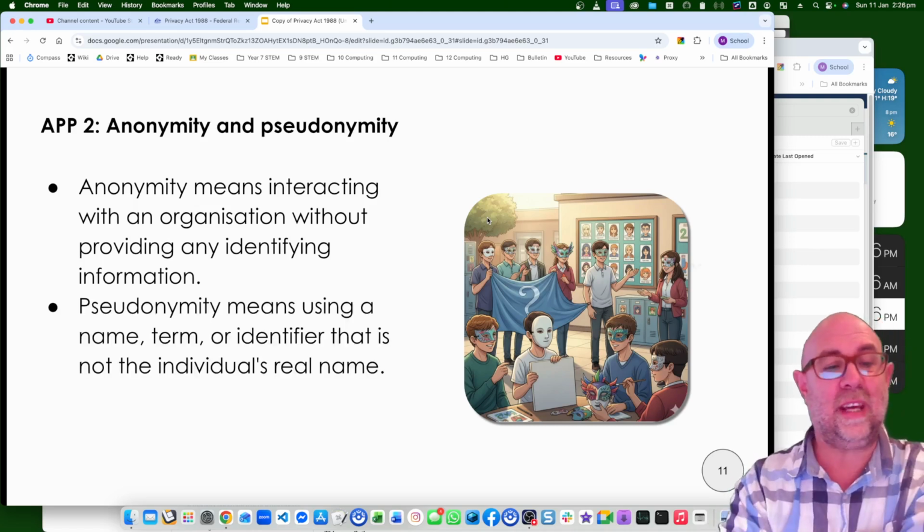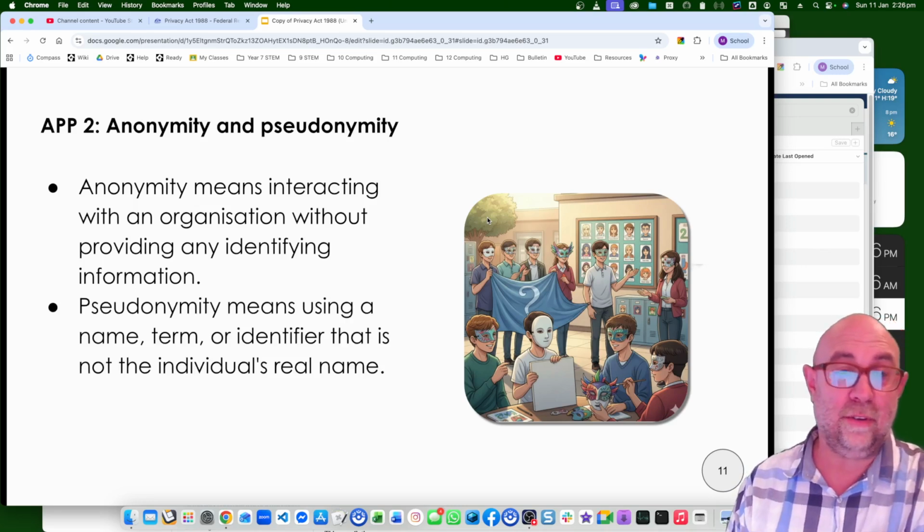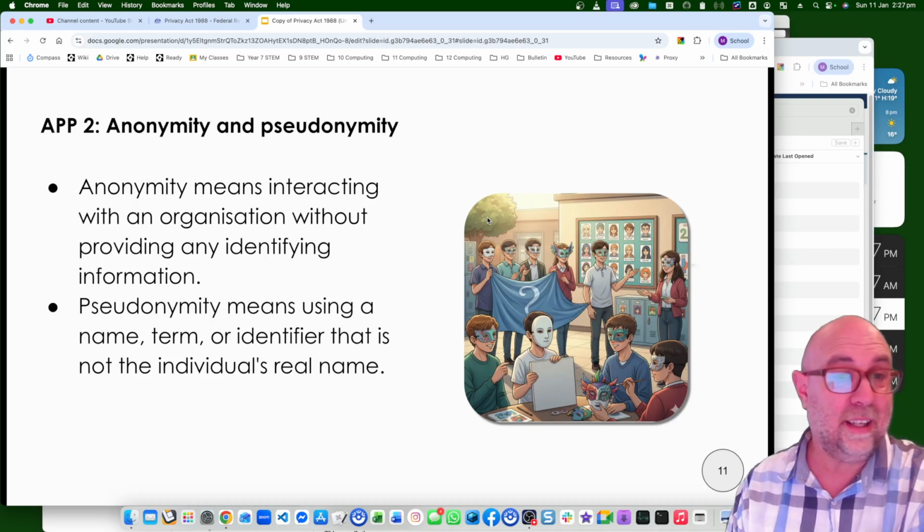Pseudonymity means that you can use a name that isn't actually your legal name. So that unless there's a good reason, you can tell them a made-up name.